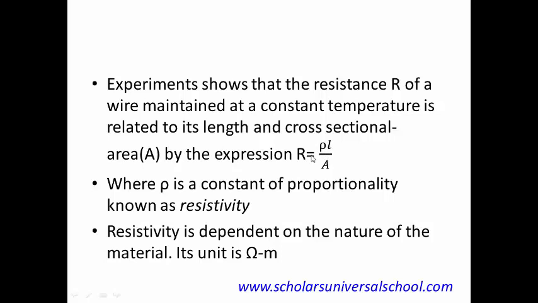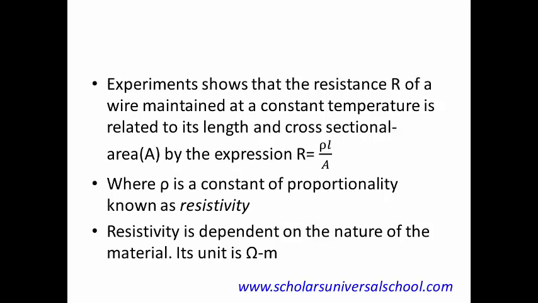This rho is a constant of proportionality, which we refer to as resistivity. The resistivity depends on the nature of the material. Resistivity is just how a material can allow currents to flow through it, the amount of opposition it can offer to the flow of current. Different materials have different values for resistivity. So, the resistivity is just a measure of the nature of the material. The unit for this resistivity is ohm meter.